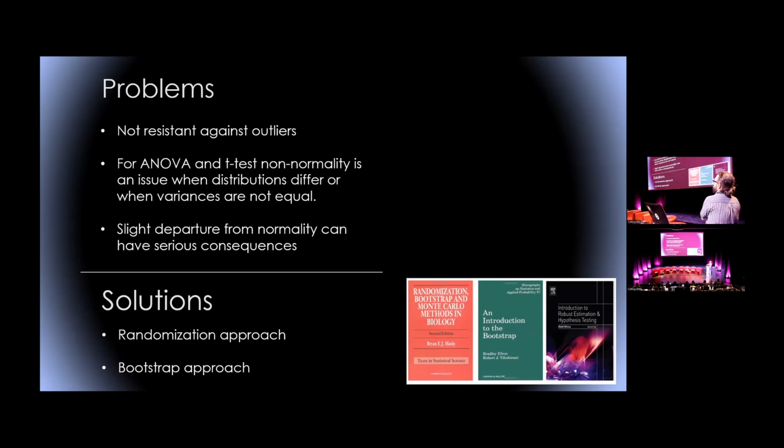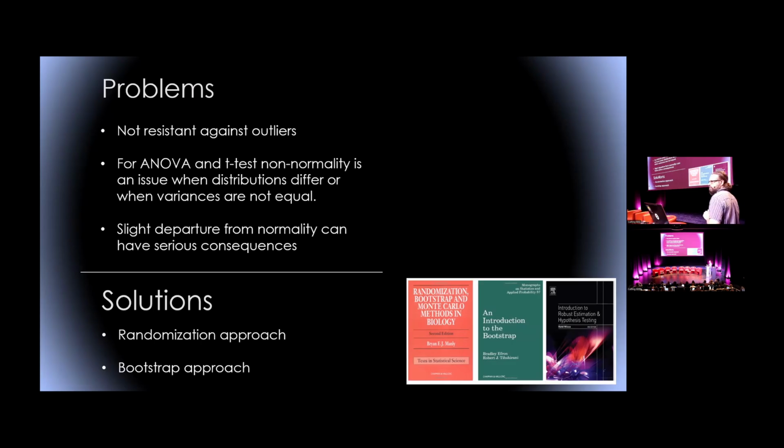They're often not resistant to outliers. For ANOVA and t-test, non-normality is an issue, especially when you have distributions with heavy tails, and slight departure from normality can have serious consequences.